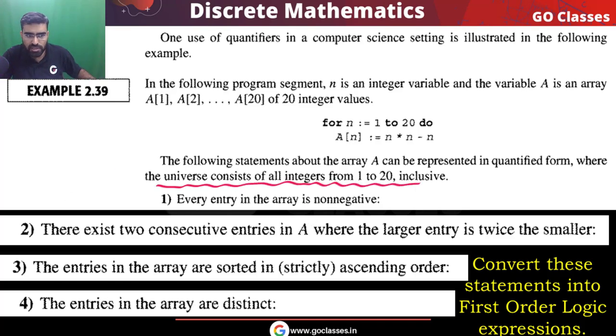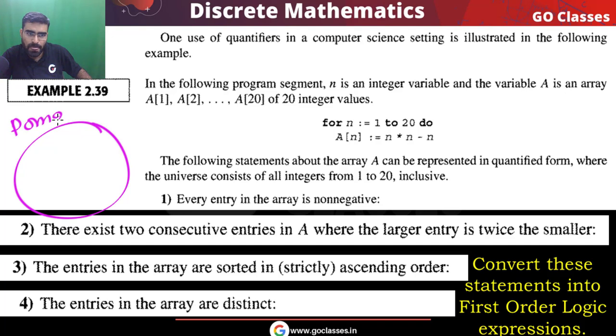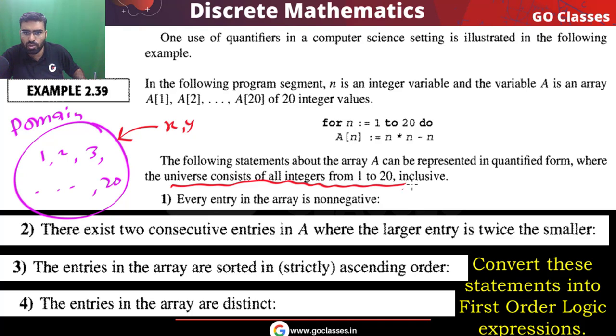So this is an important point, remember the domain is a set of all integers. In the universe, in the domain, you have 1, 2, 3 and so on up to 20. So whatever variable you take, x, y, z, every variable will refer to this domain. Okay, so very simple. This is the domain. Your domain consists of all integers from 1 to 20 inclusive. Means in the domain we have 1 also, we have 20 also, 2, 3 and so on, everything.